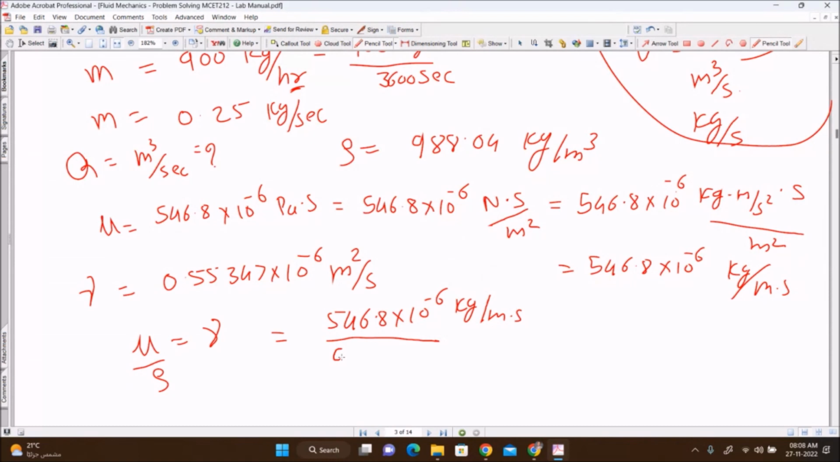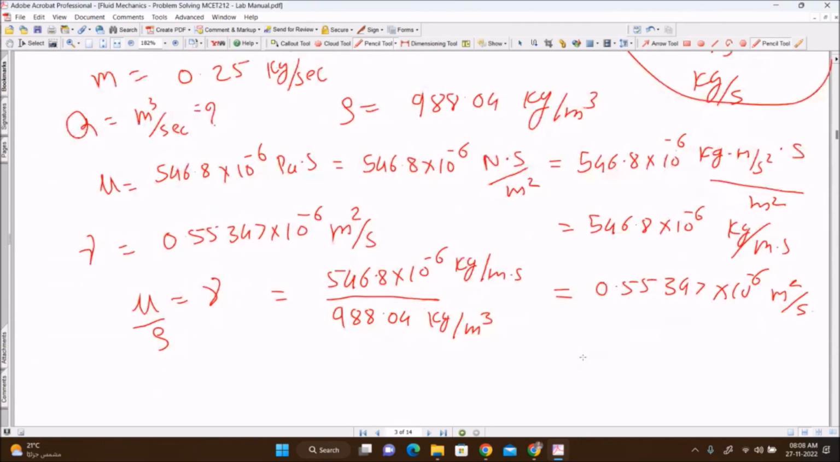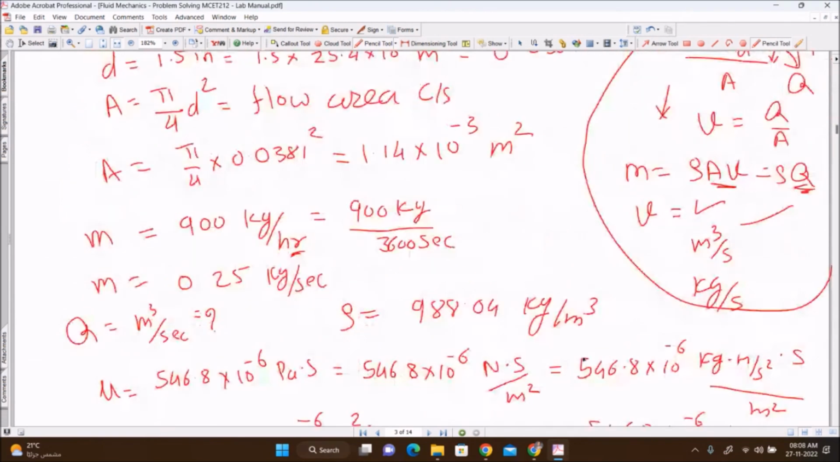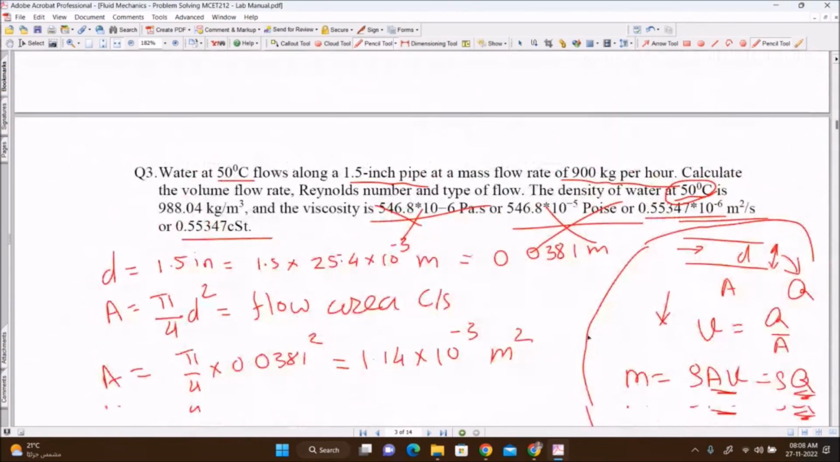And rho is 988.04 kilogram per meter cube. You will get the same answer here, 0.55347 into 10 to the power minus 6 meter square per second. So if anyone is given to you, you can find out the other. Now come to the problem.